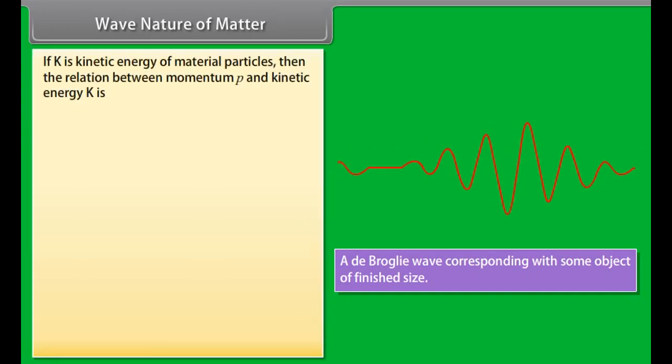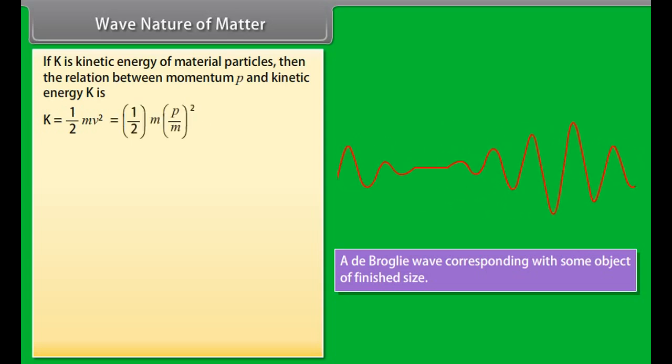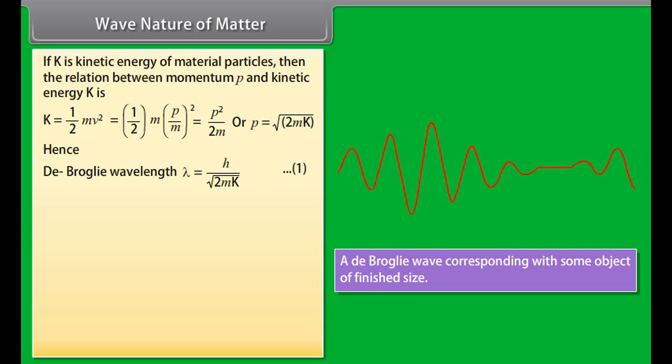If k is the kinetic energy of material particles, then the relation between momentum p and kinetic energy k is k equals 1 by 2 mv square, which equals 1 by 2 into m into (p by m) square, which equals p square by 2m, or p as square root of 2mk. Hence, de Broglie wavelength lambda equals h by square root of 2mk. Name it as 1.